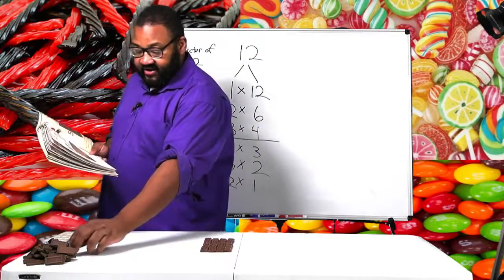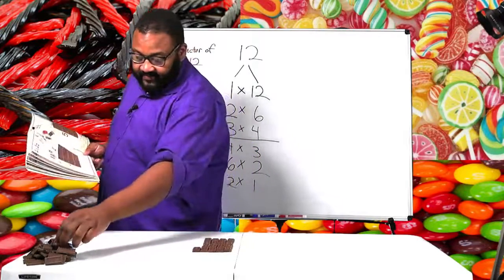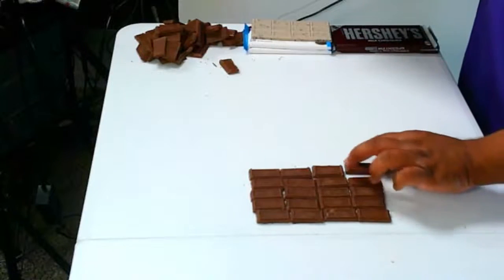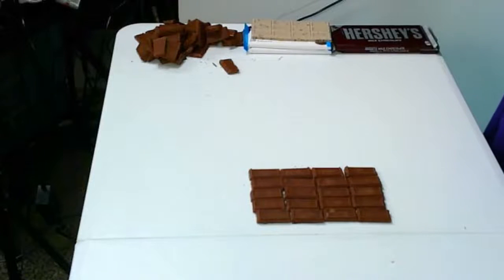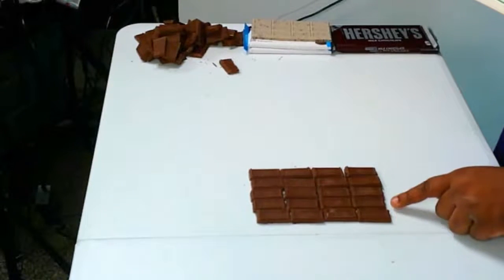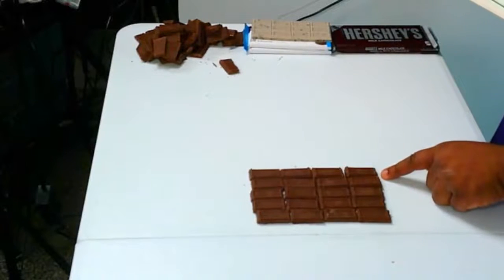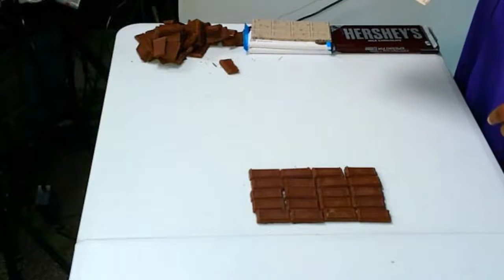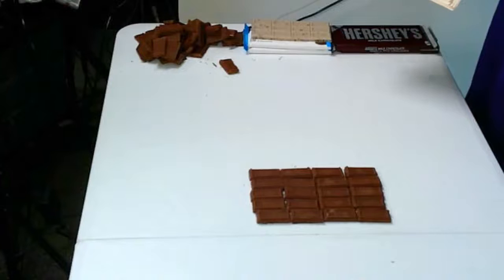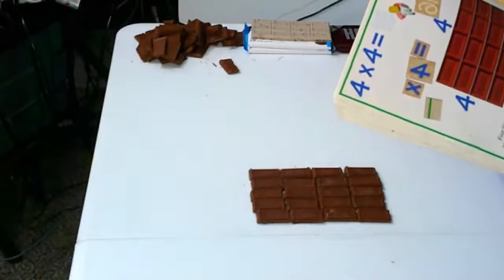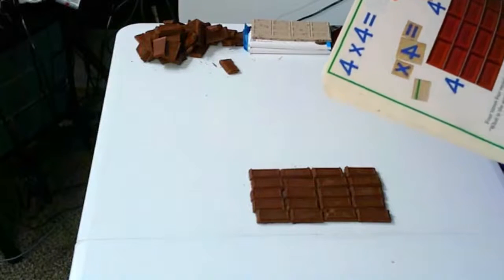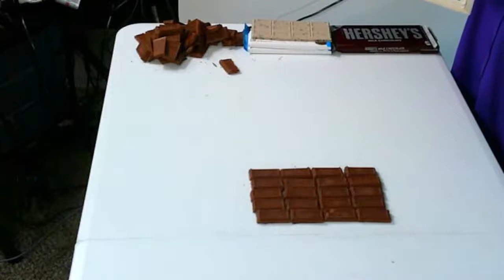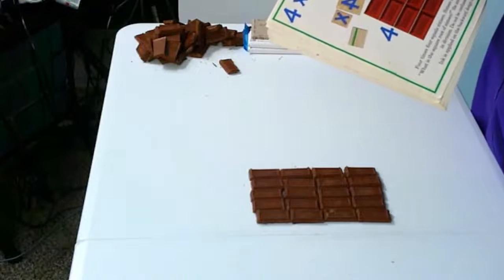All right, we'll add another layer of 4. 1, 2, 3, 4. So now I have 1, 2, 3, 4, 5 right here, and 1, 2, 3, 4. 5 times 4 or 4 times 5 will give you 20. Multiplication can also be used to figure out the size of an area. This is a milk chocolate area of 20 sections. 5 times 4 sections equals 20 sections.